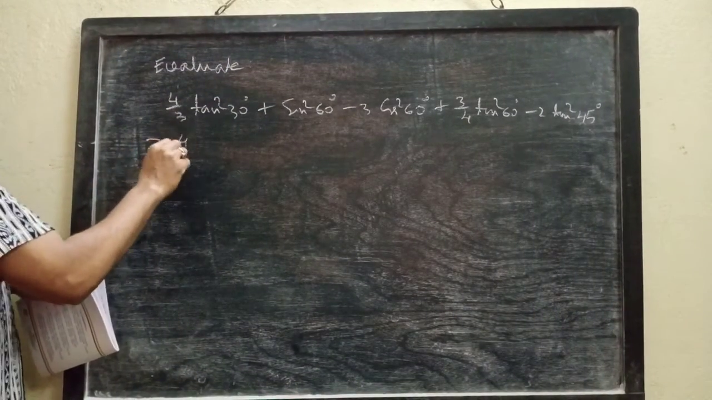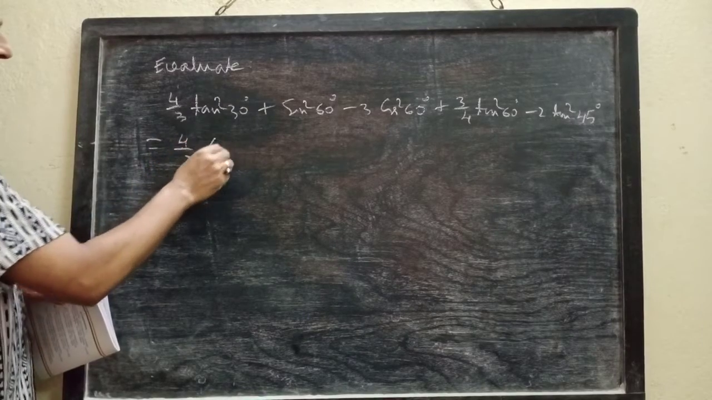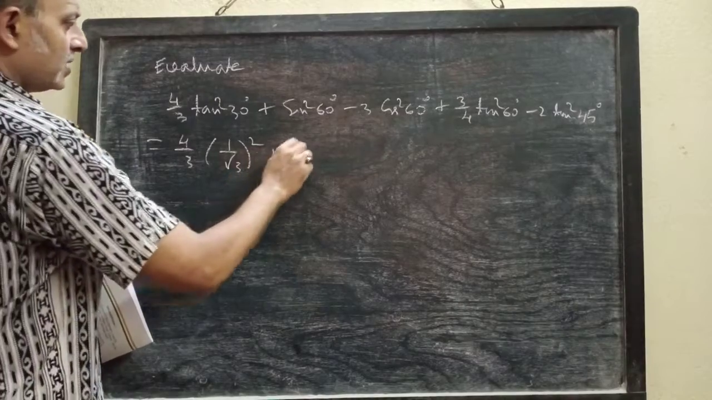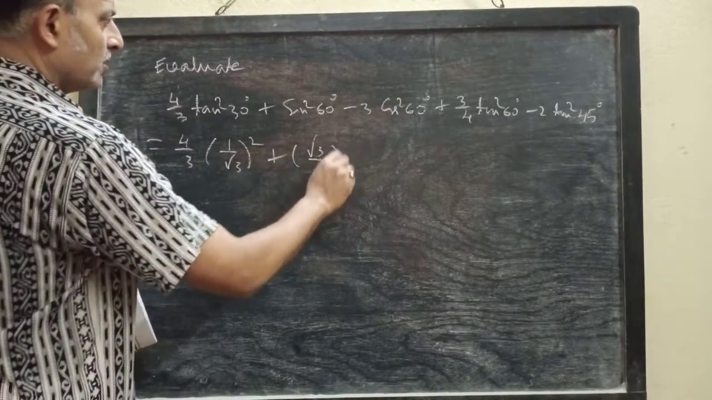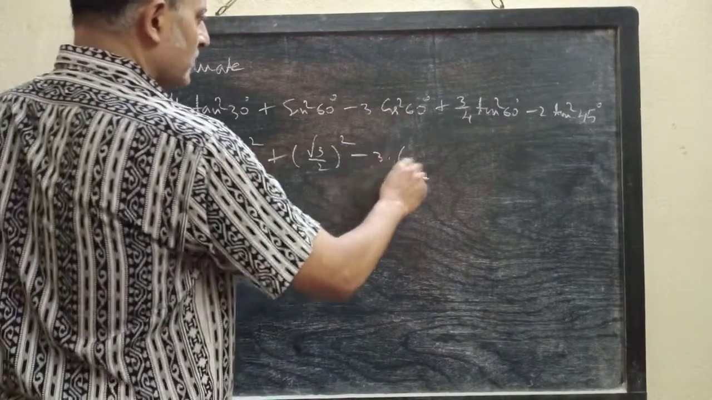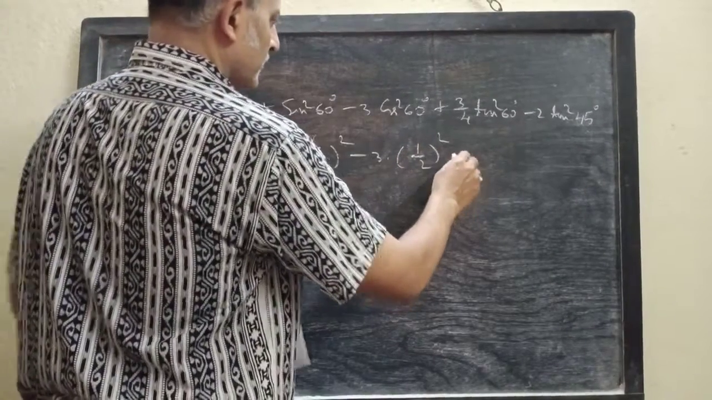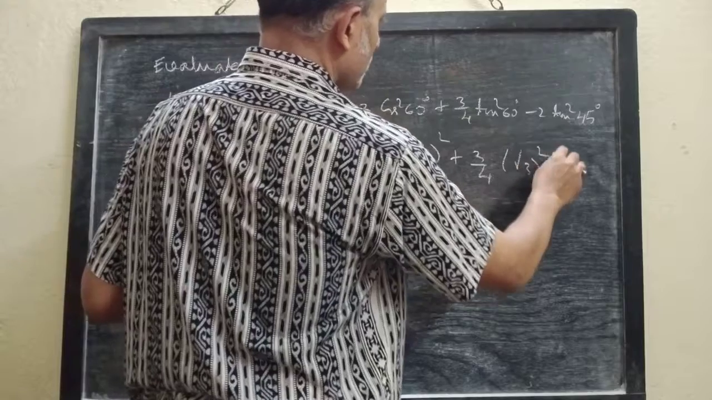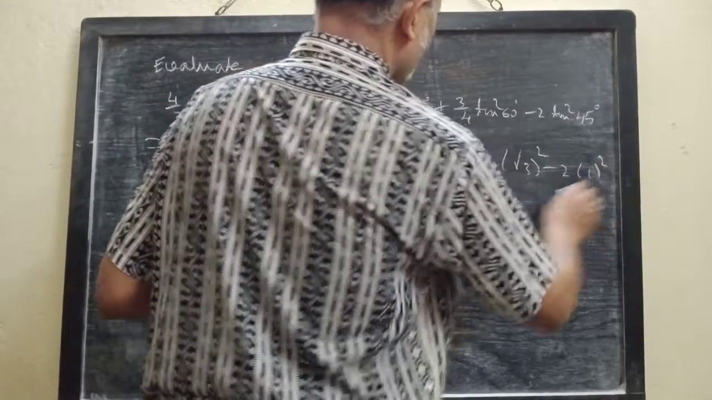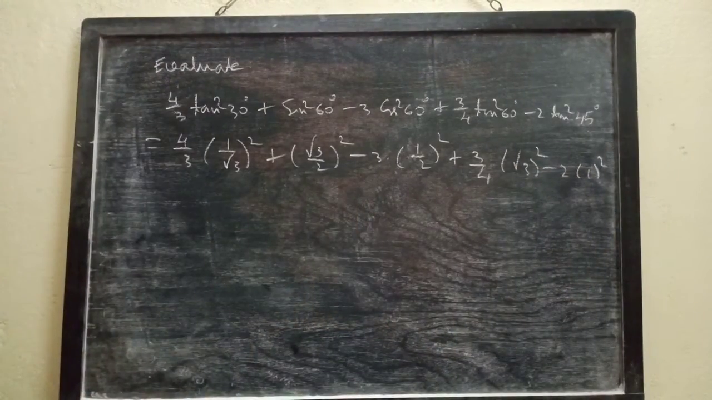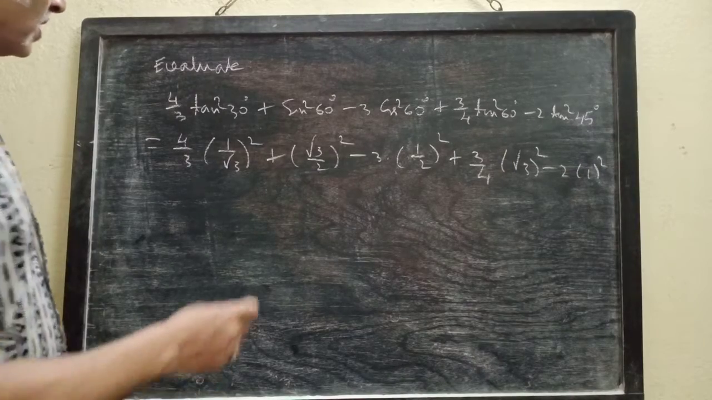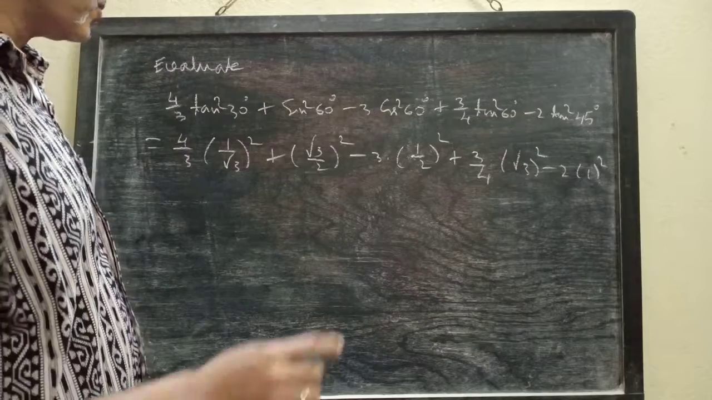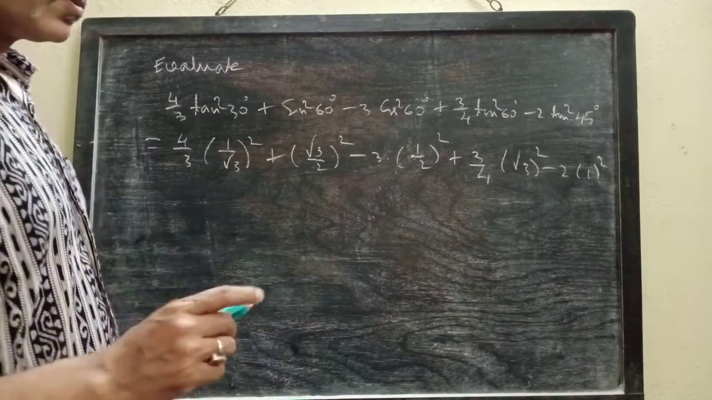Now just put the values of the trigonometric ratios. Tan 30 is 1 by root 3. So write this. Sin 60 is root 3 by 2. Write this. Cos 60 is half. 3 by 4 tan 60 is root 3 square, 2 into 1 square. Observe the step minutely. Here I have just substituted the standard values of the trigonometric ratios. For this step 1 mark will be awarded to you.